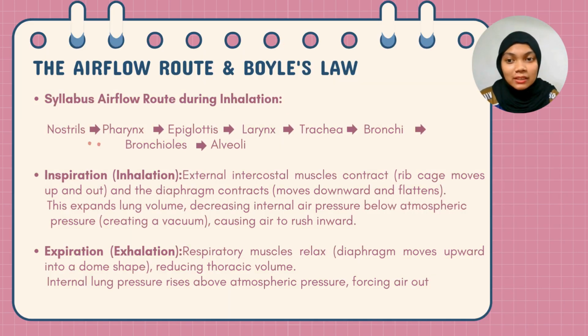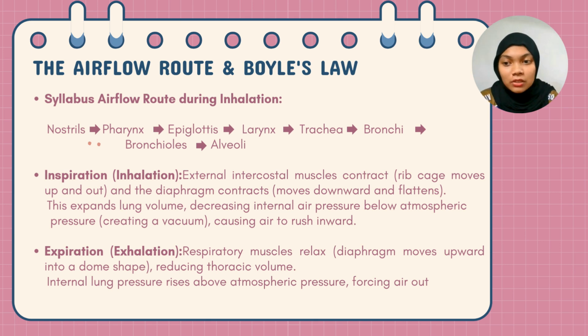Moving on to our next slide, let us look at the airflow route and how Boyle's law governs our breathing mechanism. First, as outlined in our lecture notes, the route of airflow during inhalation follows a strict pathway, starting from the nostril, moving through the pharynx, epiglottis, larynx, trachea, bronchioles, and finally reaching the alveoli. This mechanical movement of air follows Boyle's law, where gas pressure and volume are inversely proportional. As we can see, our ventilation is divided into two distinct phases.